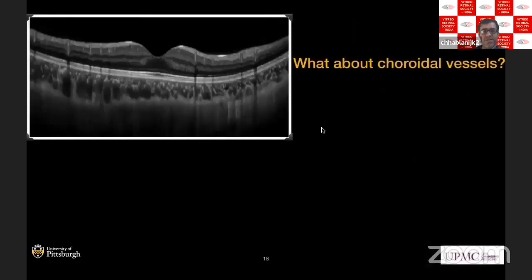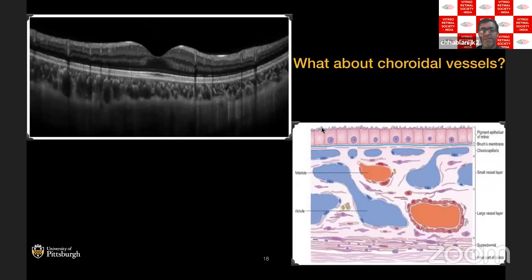What about the choroidal vessels? As we understand, the choroid is mainly made up of choroidal vessels, so why are we ignoring this?